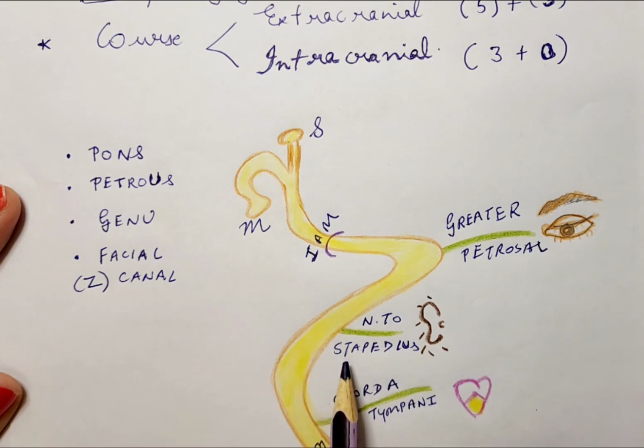Now S for stapedius and S for second. So the second branch is the nerve to the stapedius, which is involved in the stapedial reflex. That is the reflex which is seen in response to sudden loud noises.